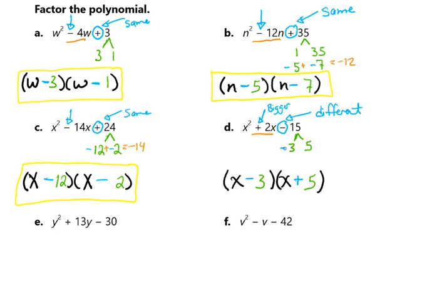And we can check that if we come back here and put our plus signs there and our negative sign. So we have negative 3 plus a positive 5, and that gives us a positive 2, which is what we're looking for. And so we know that that is our factor for x squared plus 2x minus 15.